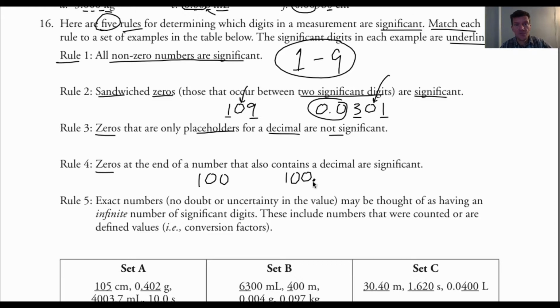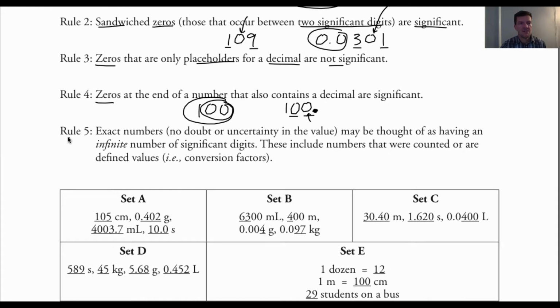If you place a decimal at the end of a number, you are explaining to the people reading your number that this is measured out to the nearest unit. That you think the measurement is exactly 100. You didn't round it to the nearest 100. You think it is exactly 100 units, whatever the units are. So if there's a decimal point here, then these zeros are significant. Whereas if there is no decimal point, these two zeros are not significant. They're just placeholders. Okay? The last rule, exact numbers.